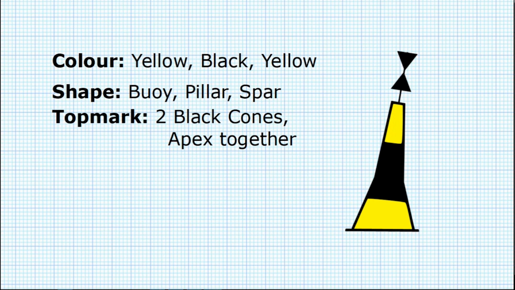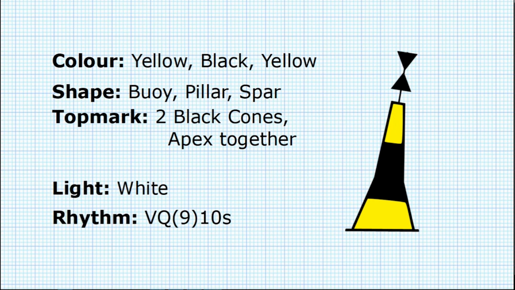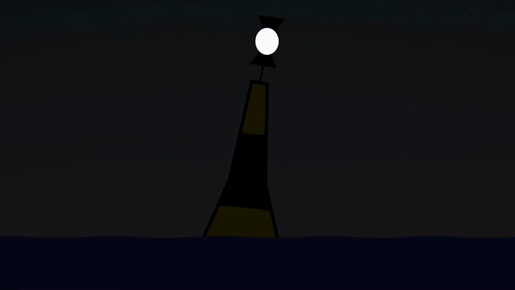Waist for west. Light is going to be a white light, and the rhythm is going to be flashing 9 times. Either very quick flashes in 10 seconds, or quick flashes in 15 seconds. Again, looking at it at night, it's quite easy to identify. There's just a lot of flashes, and then there's that gap.